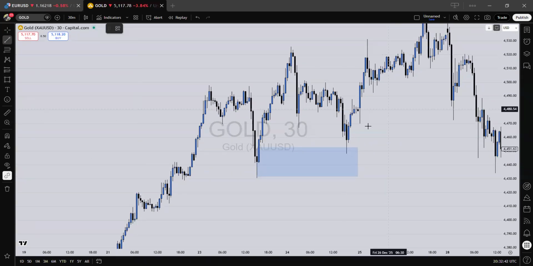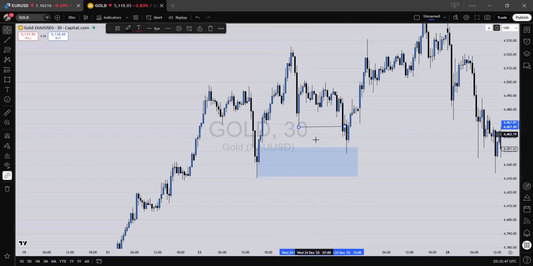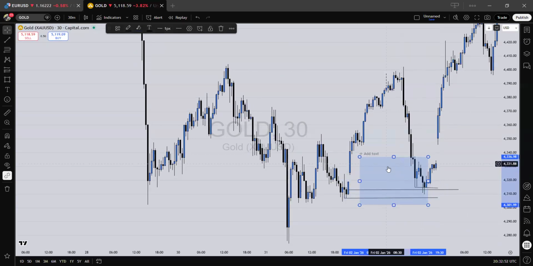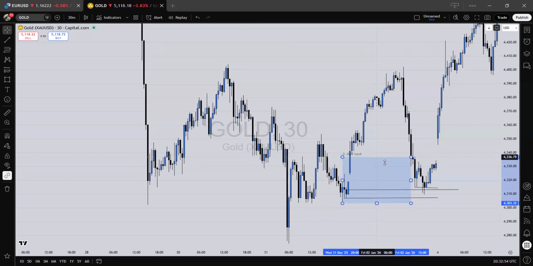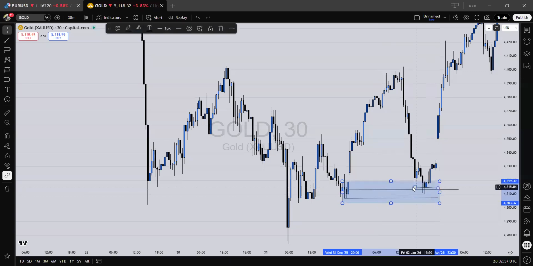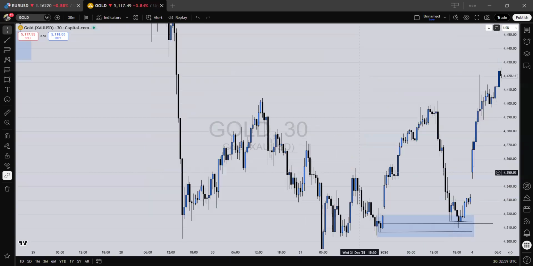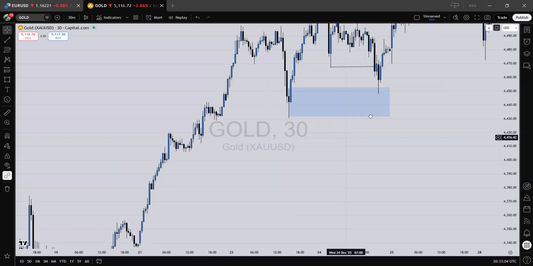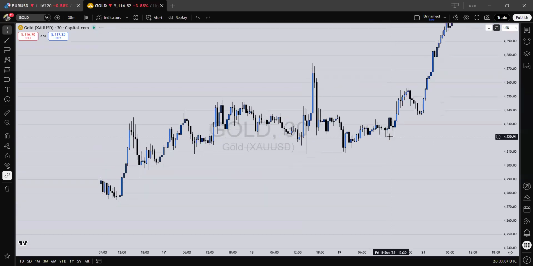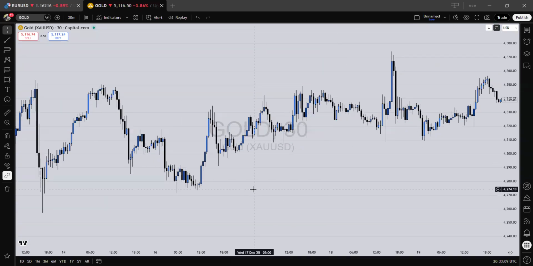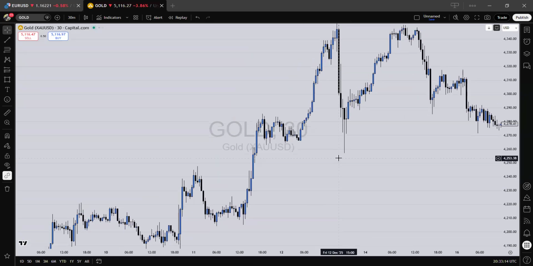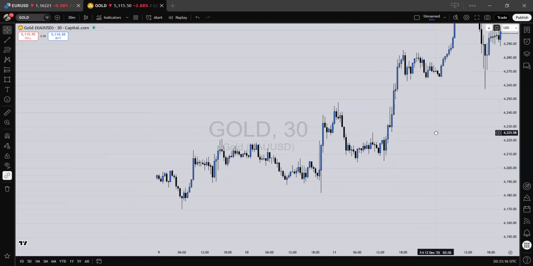Here, price engineers liquidity far from the POI. Here, price engineers liquidity inside the POI. Or here, price engineers liquidity close to the POI. Okay? If price wants to engineer liquidity inside your POI, it will just mitigate it a bit, without really doing much.